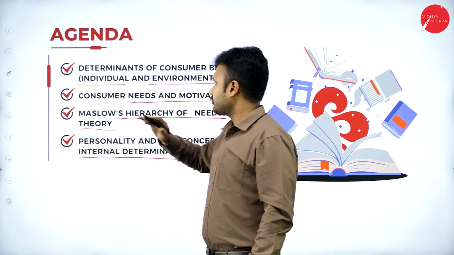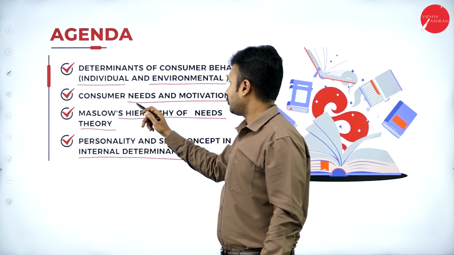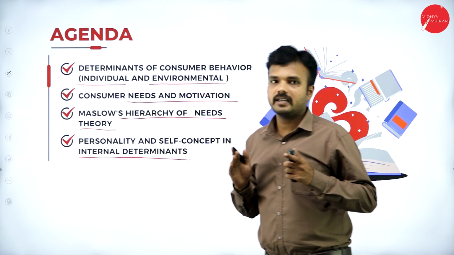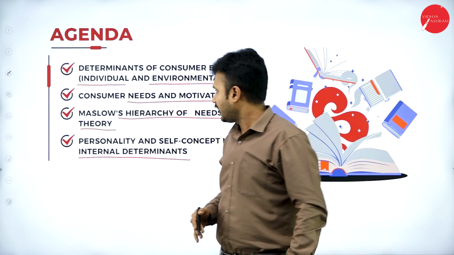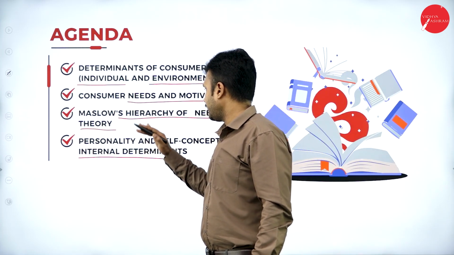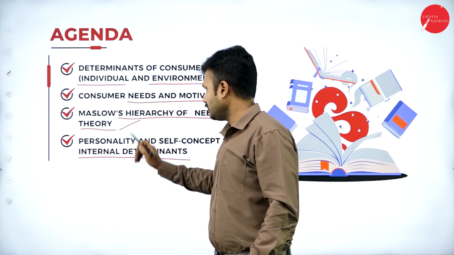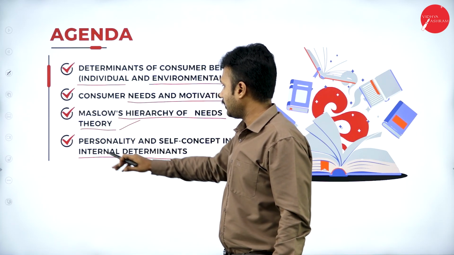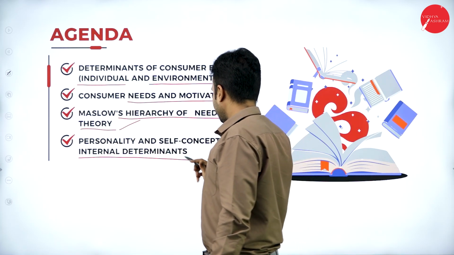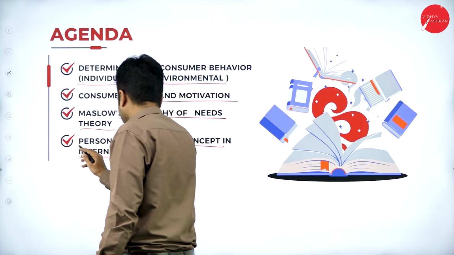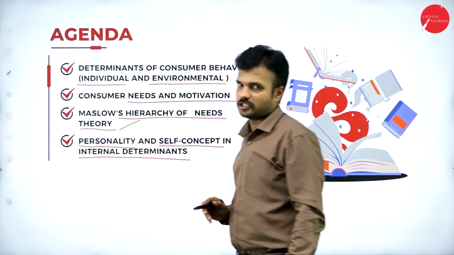When it comes to individual determinants, we are going with the concept of need and motivation, which are the internal factors that influence a consumer to make a purchase decision, and the hierarchy of need theory. So it is also an individual determinant, and also personality and self-concept. These are the three concepts that we need to cover in today's session.